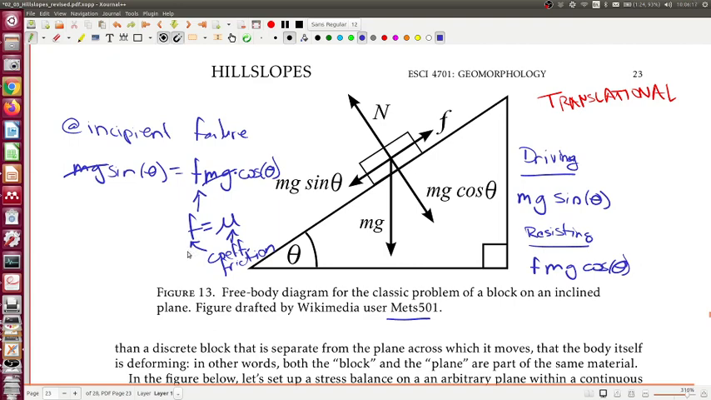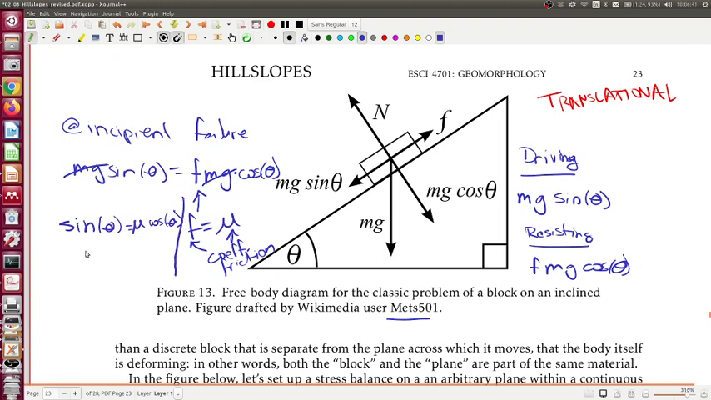Just in geology, we use mu for coefficient of friction quite frequently. We use it also for dynamic viscosity. We just don't have enough Greek letters. That's the fundamental problem in trying to derive these equations. And so then if we replace that, we can say sine theta is equal to mu cos theta. Didn't leave myself quite enough room.